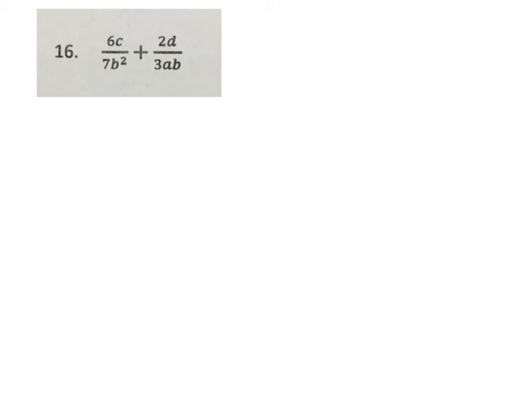All right, so we're looking at addition and subtraction of rationals. And with addition and subtraction, we need a common denominator to add the two fractions together. So when we look at number 16 here, our two denominators are 7b squared and 3ab. So we want to see what they have in common. They both have a b in the denominator. So that's going to be our starting point for our LCD, is they have a b in common.